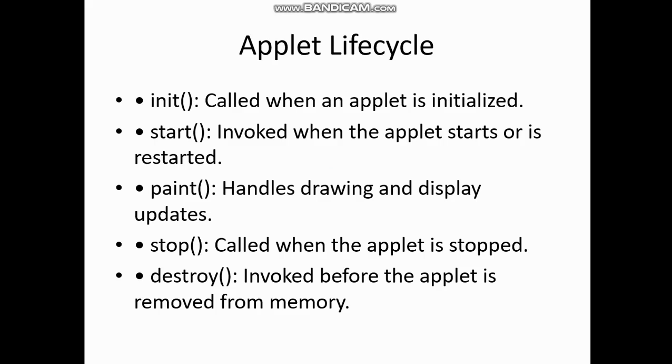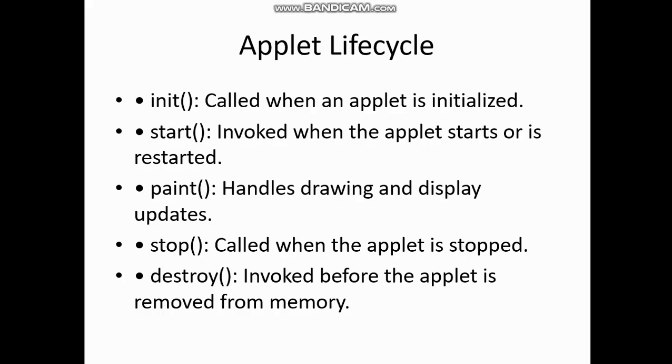The first one is the initialization part. This method is called when an applet is initialized. Whenever an applet is initialized, the initialization method is called automatically. The next life cycle method is start. It is invoked when the applet starts or restarts. After initialization is over, the applet can be started or restarted. It is invoked by using the start method.